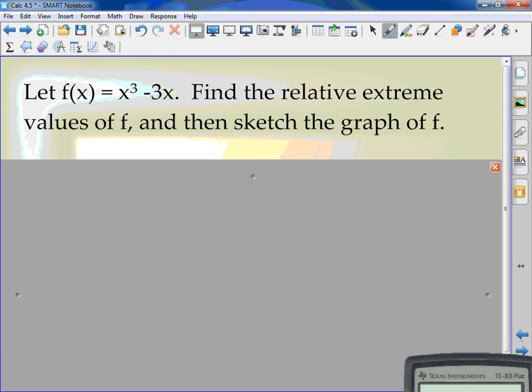We're going to work on the charts. That's why when you said you struggled on them, I just sort of said okay. This section is going to build off those charts again. Let f of x equal x cubed minus 3x. We want to find the relative extreme values, aka the zeros, and then sketch the graph of f.